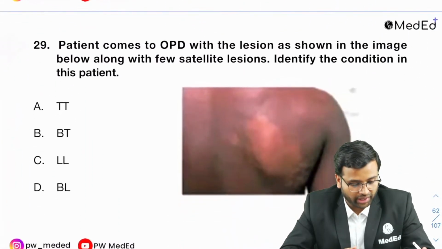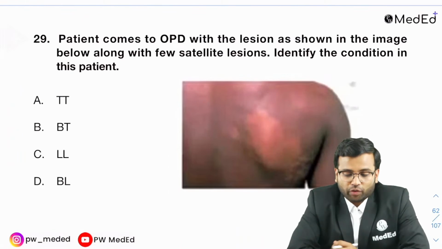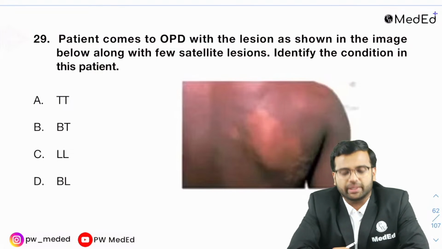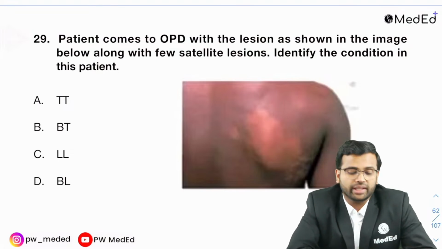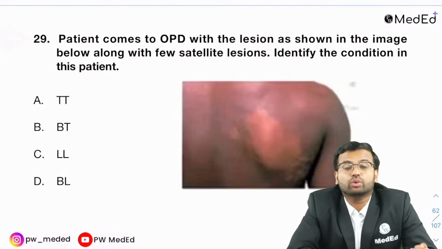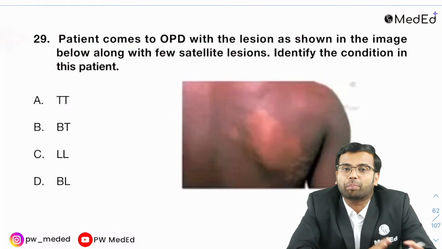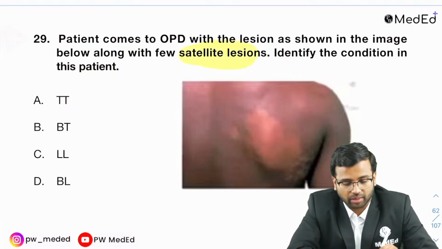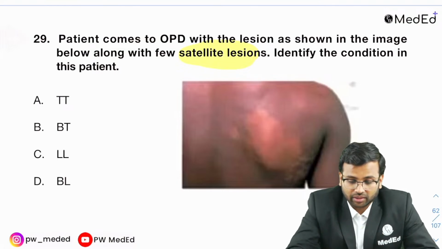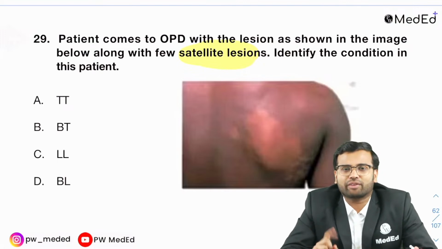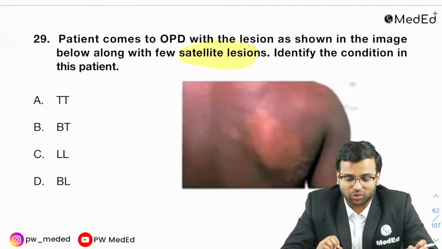Now let's move to the next question. A patient comes to the OPD with the lesions as shown in the image along with a few satellite lesions. Identify the condition. What do you see in this patient? The patient is having a hypopigmented patch, and the question says that the patient also has some satellite lesions. Whenever you see satellite lesions, what comes to your mind?